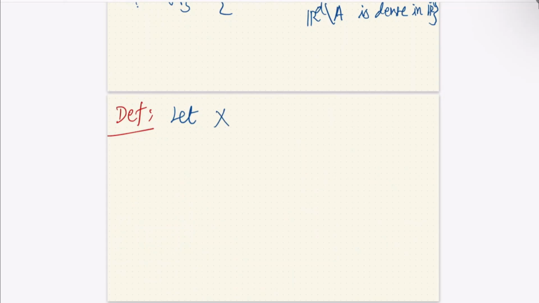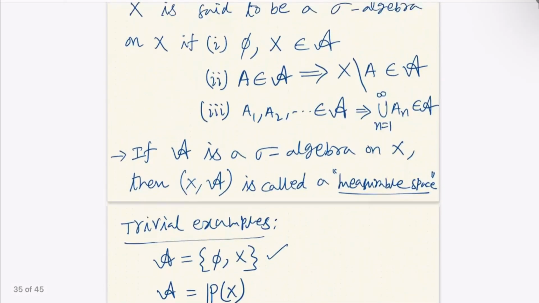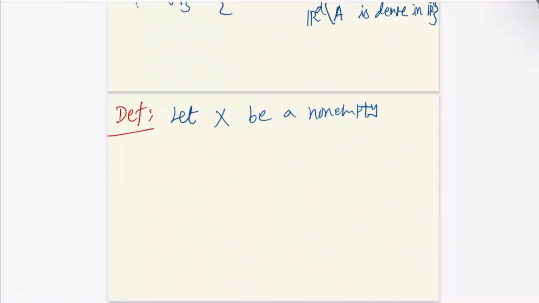Let X be a non-empty set. And now what I'm choosing, I'm taking one collection from the power set of X. Some subsets. I'm not saying this collection is a sigma algebra. Some collection, just like vectors from a vector space or some elements from a group. I'm taking it.